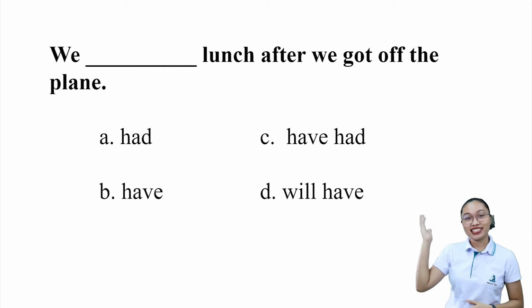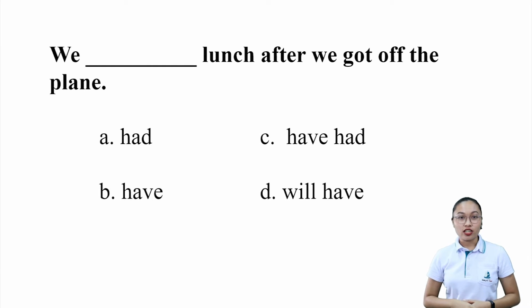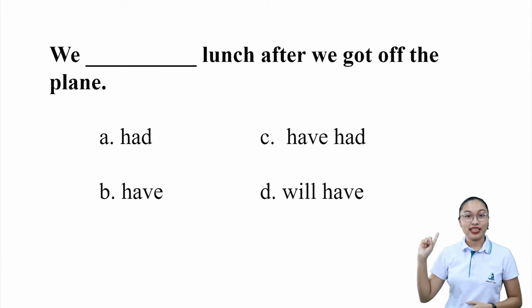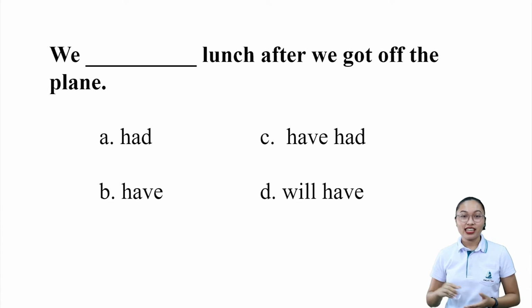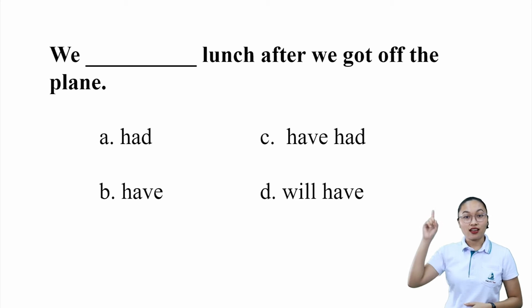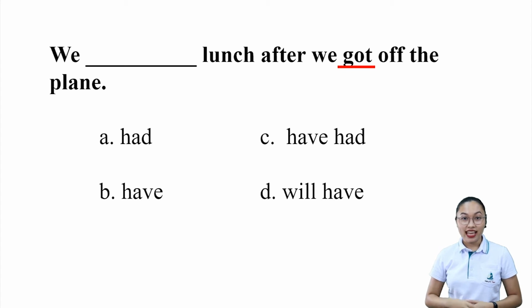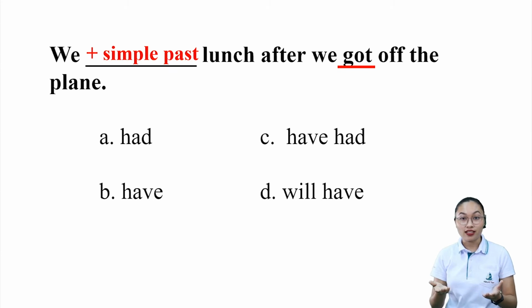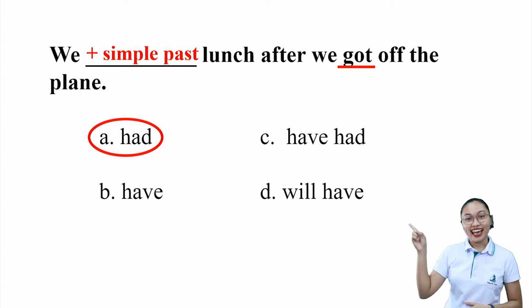Let's have an example. We blank lunch after we got off the plane. A, had; B, have; C, have had; or D, will have. The verb in the time clause, got, is in the past tense, and past tense is the only logical choice for the verb in the main clause. Therefore, the correct answer is A, had.